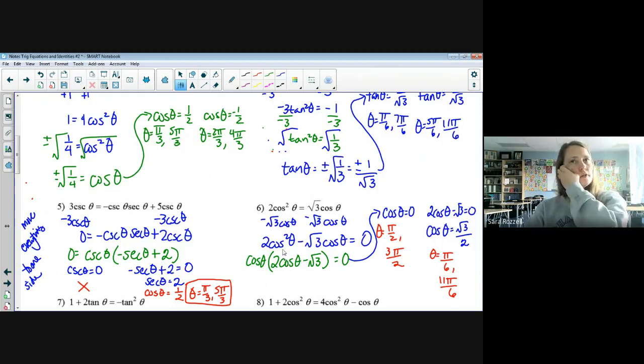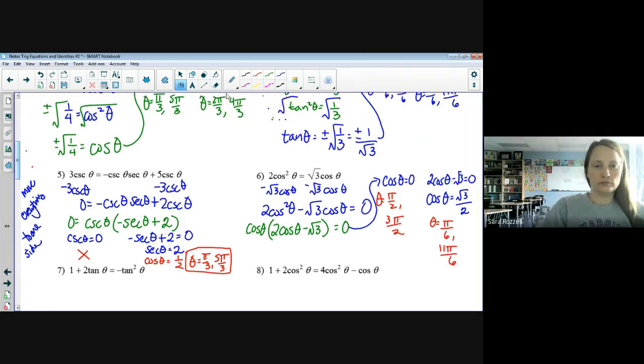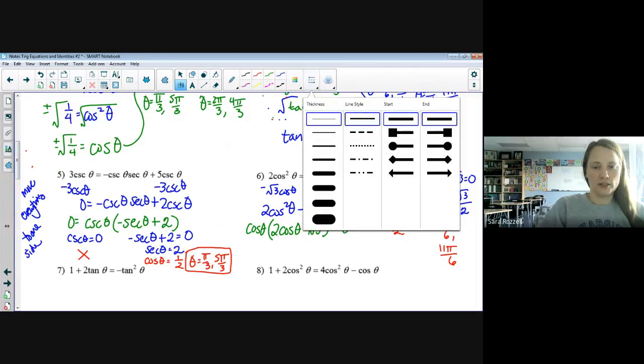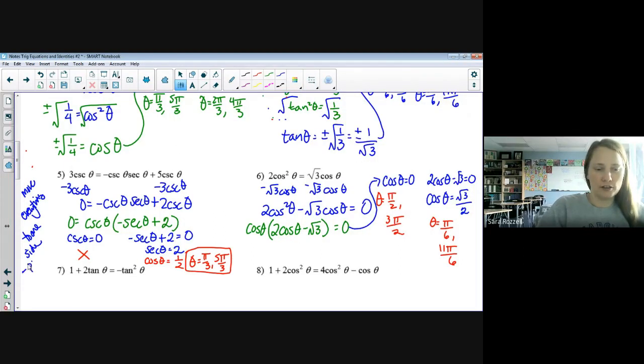Questions on those? Move everything to one side, pull a trig function if it's in common to the front, and then split those up and solve them both. So if you can do the solving from last time, then you can do the solving for this part. You just have to do these 2 steps prior. Move it over and do some factoring. And then everything else is just what we did before. I guess I'll write that step. So we moved everything to one side, and then we pulled out a common factor.